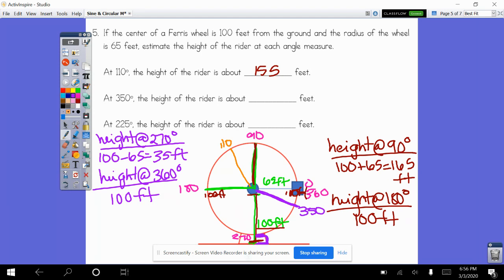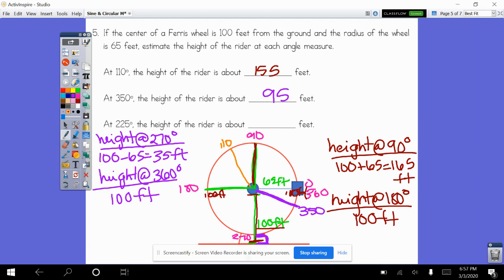So 350 is between 35 and 100 feet. But as you can see, it's closer to 100 feet. So I'm picking like 95 feet because it's close to 100, but it's definitely not less than 35. It should be closer to 100 though.